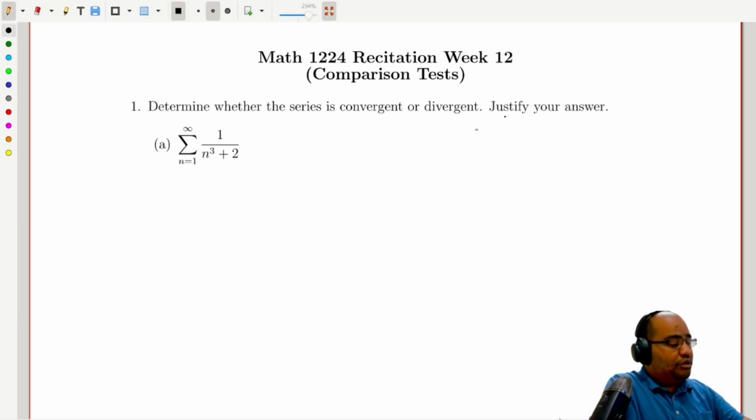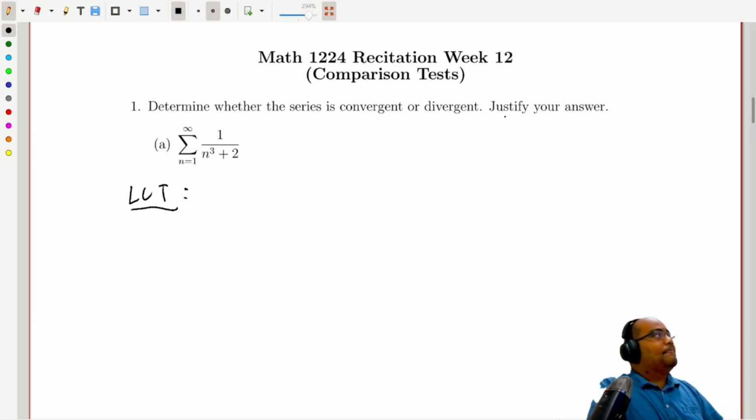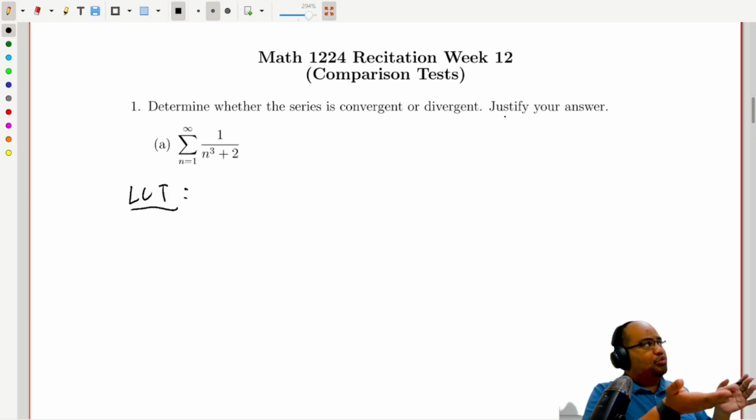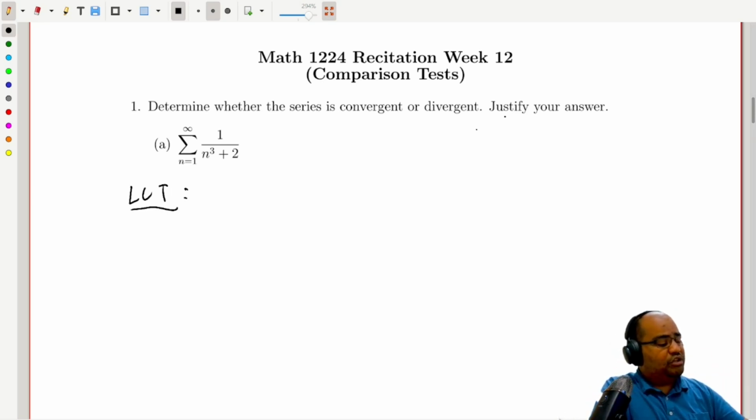You can do this in a couple of different ways. For me, I would probably start out by doing a limit comparison test. So let's do the limit comparison test here. Now, if I drop that plus 2, we know that the sum from n equals 1 to infinity of 1 over n cubed is convergent by the p-series test.